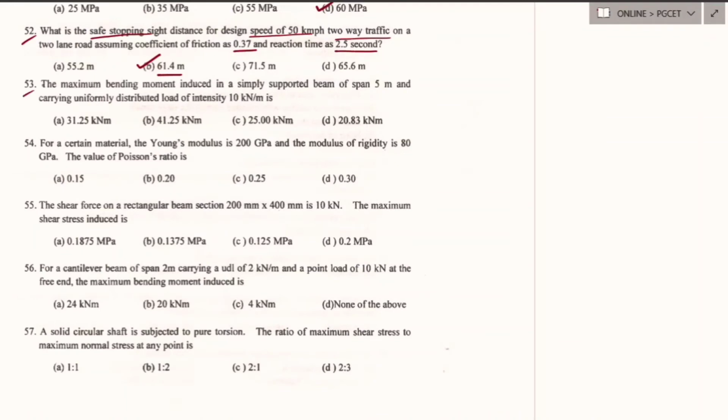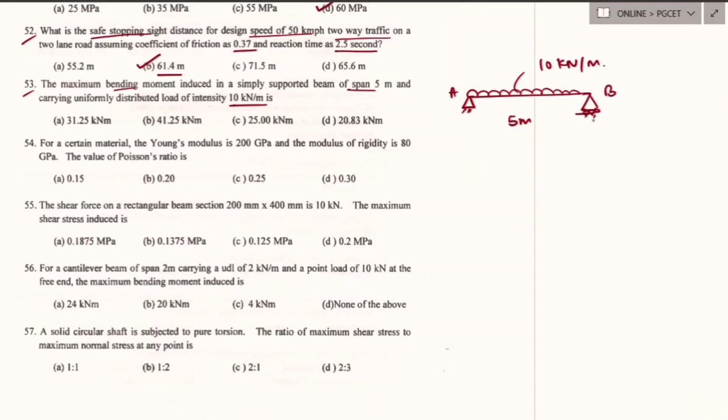Question number 53. The maximum bending moment induced in a simply supported beam of a span 5 meter and carrying a uniformly distributed load of intensity 10 kN per meter is. So we have to find the maximum bending moment induced in a simply supported beam. Consider a simply supported beam of span length 5 meter with UDL intensity of 10 kN per meter.